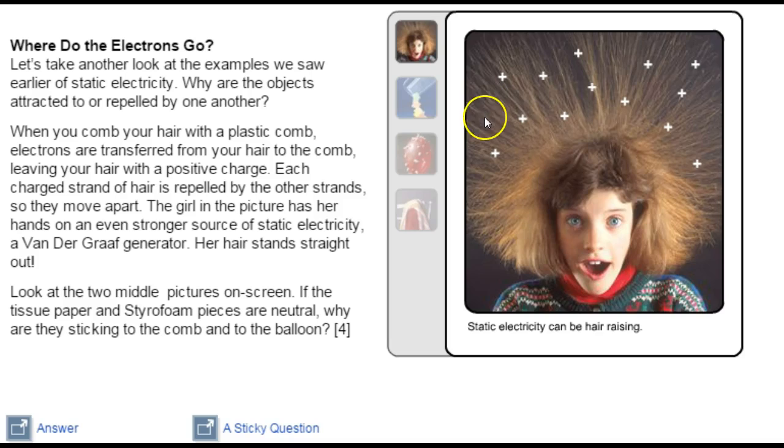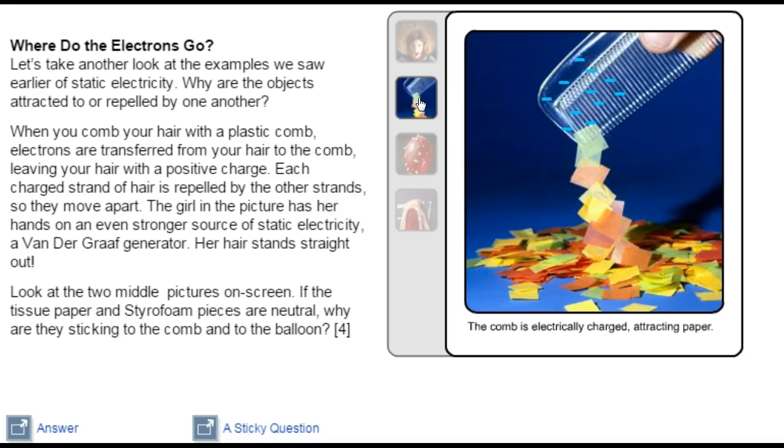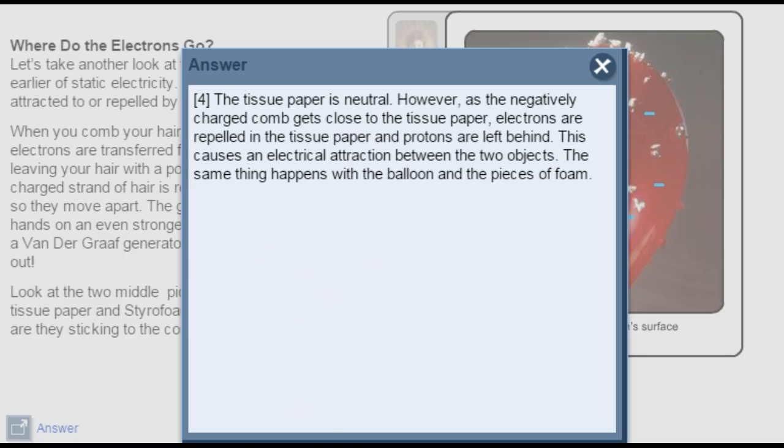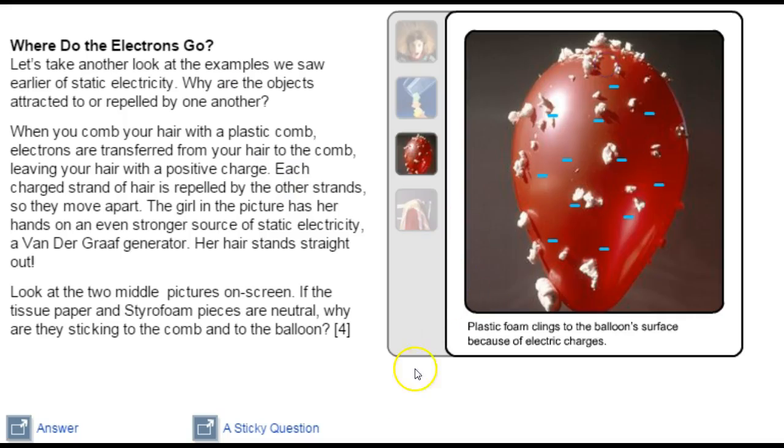Look at the two middle pictures. If tissue paper and styrofoam pieces are neutral, why are they sticking to the comb and the balloon? That's because the tissue paper is neutral. However, as the negatively charged comb gets close to the tissue paper, electrons are repelled in the tissue paper, and protons are left behind. This causes electrical attraction between the two objects. The same thing happens with the balloon and the pieces of foam.